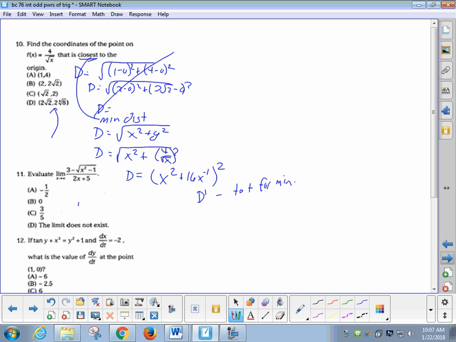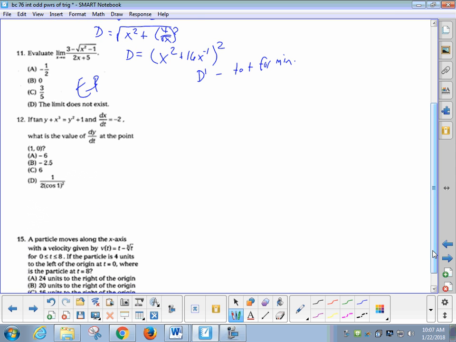This was end behavior. Most people did that well. I didn't see a lot of errors there. In fact, I only had 1 or 2 people that missed that. That was gratifying. Number 12, the derivative got a little ugly here. But they didn't throw you a product rule or anything like that. But you're differentiating with respect to time of both sides, not x. So 6 people missed that.